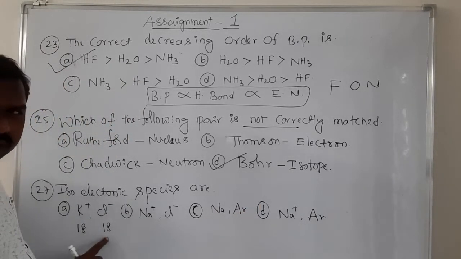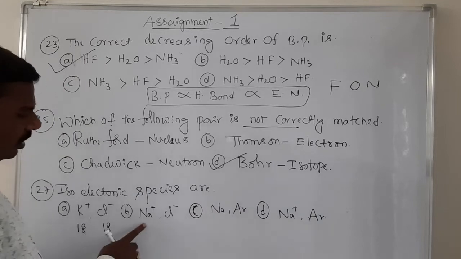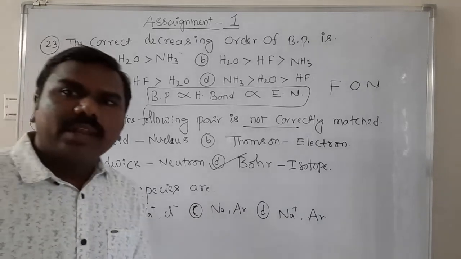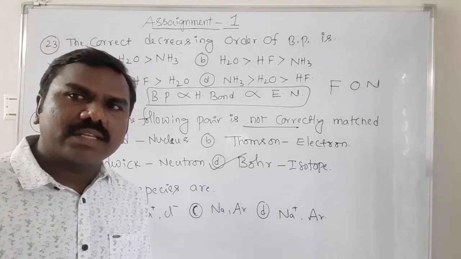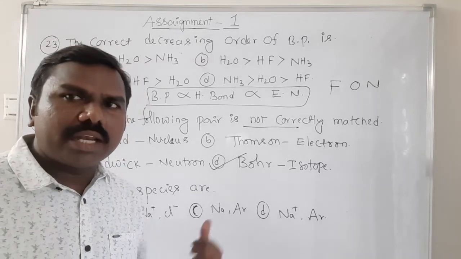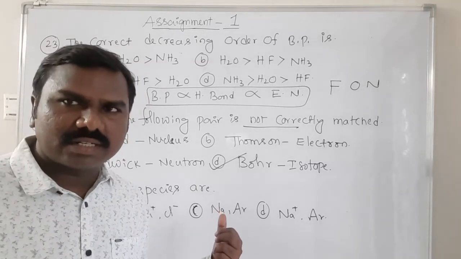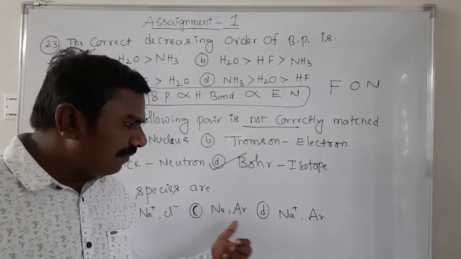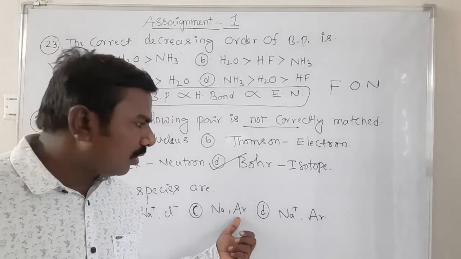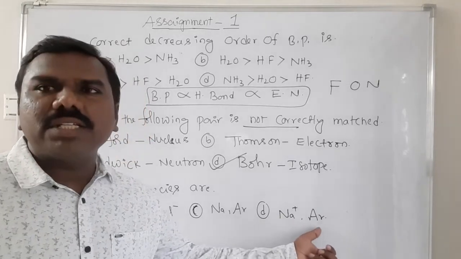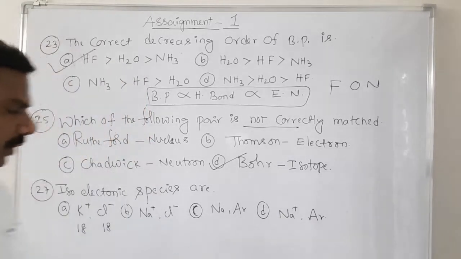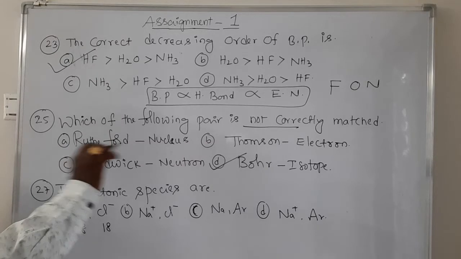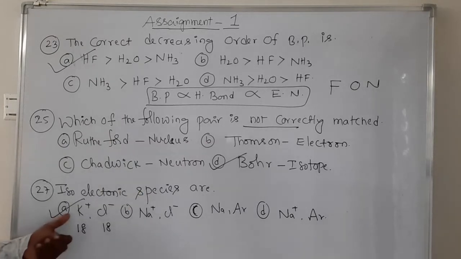So I think both have the same number of electrons. Sodium has 11 electrons. Na plus means 10 electrons. Chloride has 18 electrons, just discussed. 10 and 18 not isoelectronic. 11 and 18 not isoelectronic. So option A is correct. The same number of electrons is present in K plus and Cl minus.